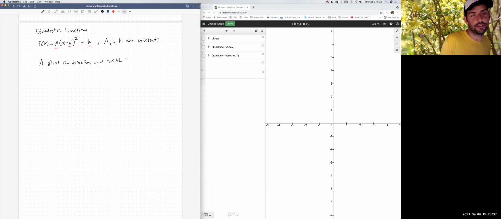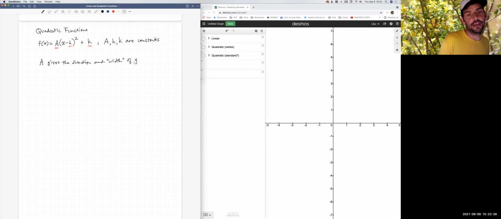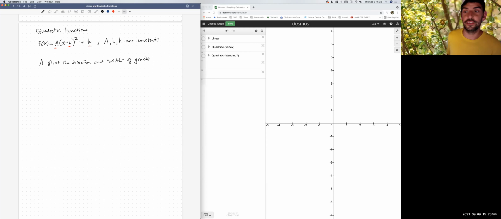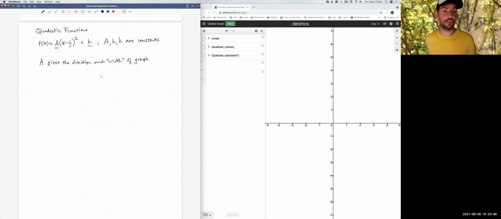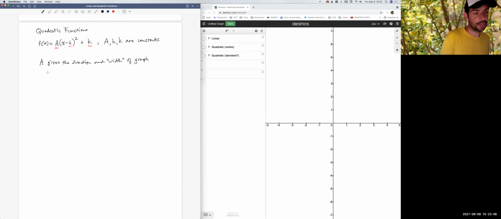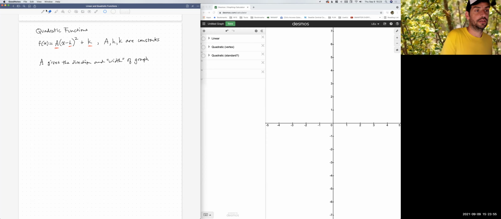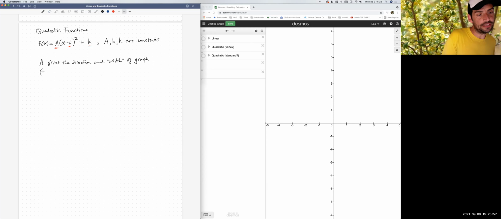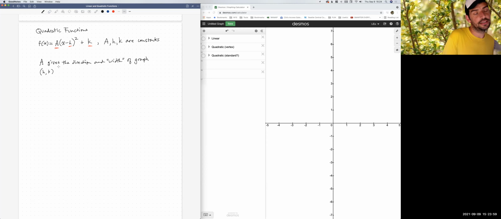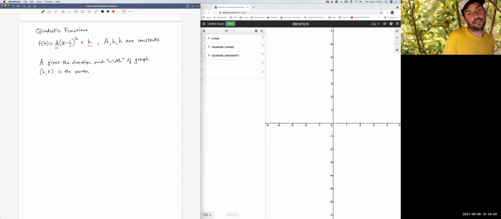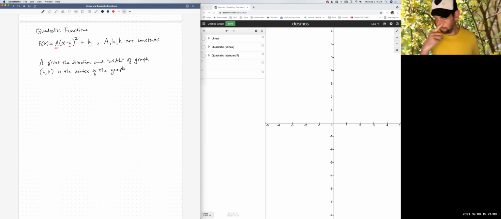Let's put this in quotes. I don't know if I have a better word for this. Now I'll give more examples of what this means when we look at the graph. I just want to get these ideas down. This gives the direction or the width of the graph. And then the point (h, k) is the vertex of the graph.